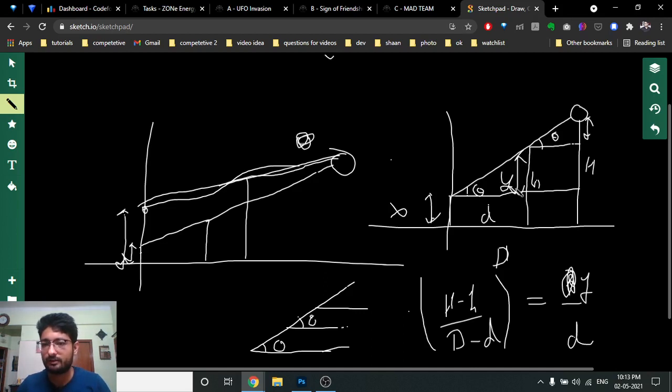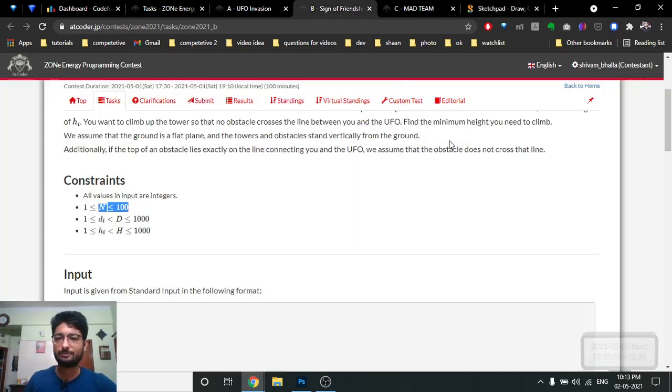This is y. This is capital H, this height, which is the height of the obstacle. This is small h, and this is y, which is this height. You just use this formula: capital H minus small h divided by capital D minus small d, into small d. This will give you y, this height. If you subtract y from capital H, you will get this height, which is x. And you want to just maximize this over all the walls, and that's the problem.